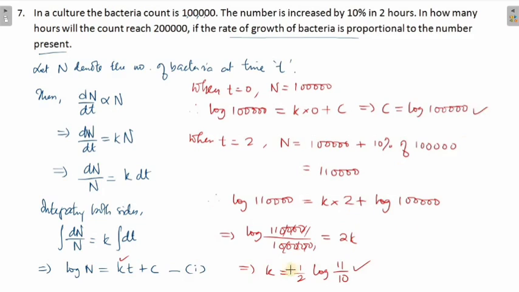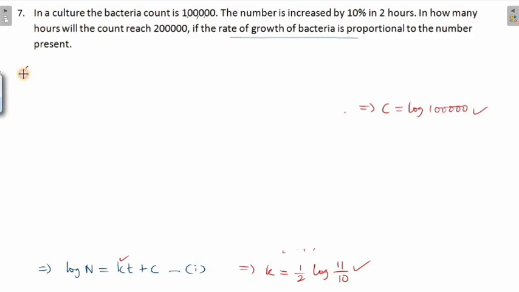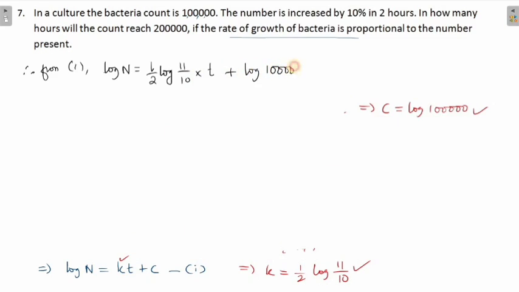So we will put both the values in equation 1 and see what we get. I don't have space here, you may pause the video and note down till here. Therefore from 1 we get log n is equal to k, what is k? K is half log 11 by 10, into t, plus c. C is log 1 lakh.